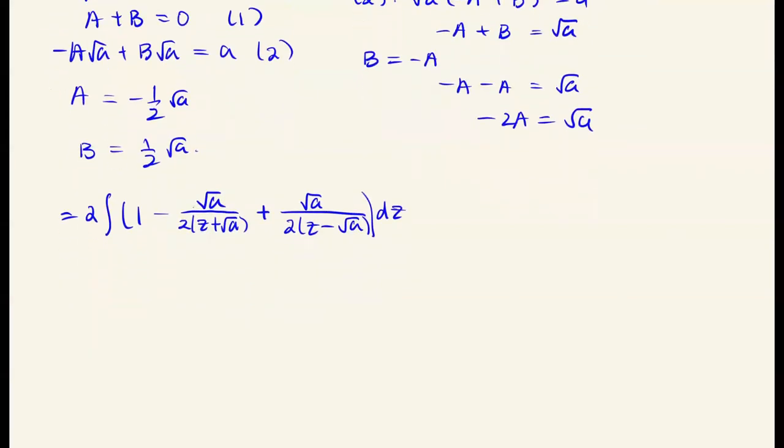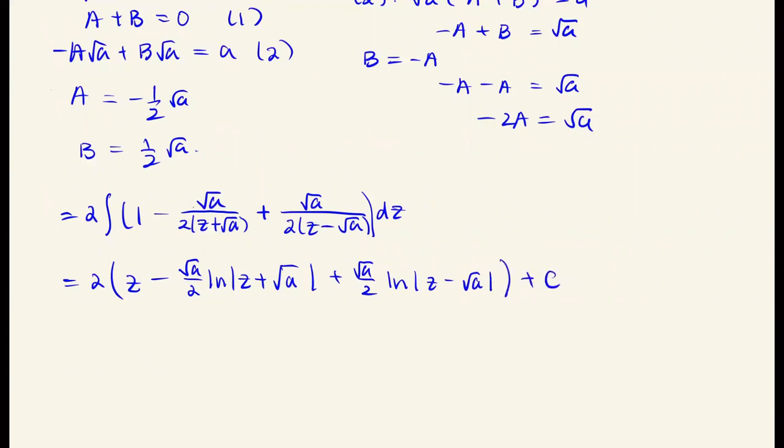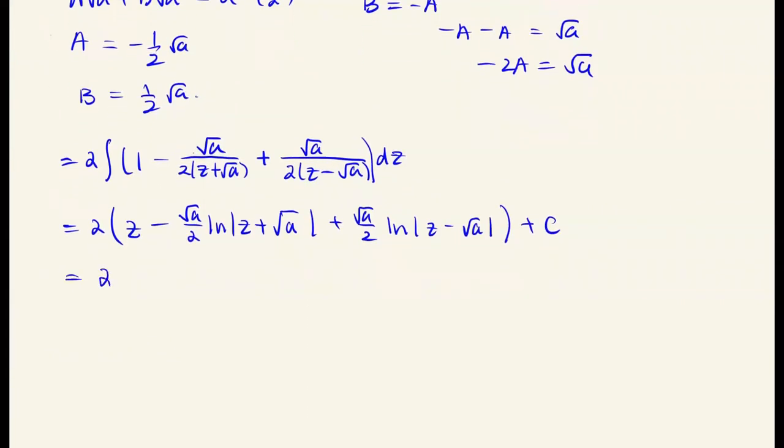Okay, so everything is going to work out well. So we have 2 times, so that's minus root a divided by 2 ln of z plus root a, and plus root a over 2 of ln of z minus root a, plus C. And so expanding, we have 2 times root a times ln of z minus root a, plus root a ln of z plus root a, plus C.